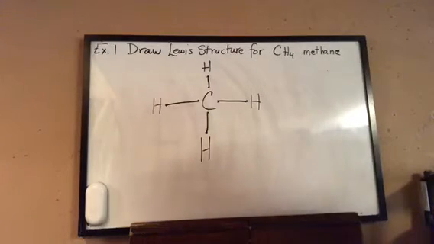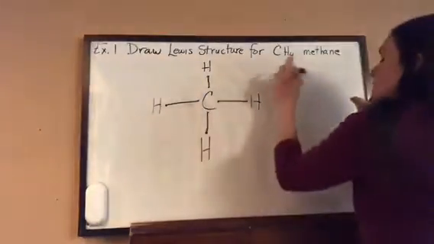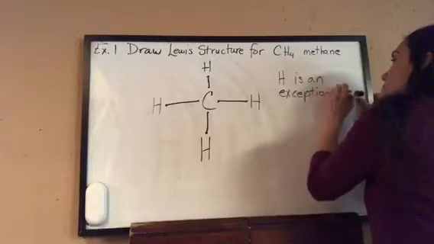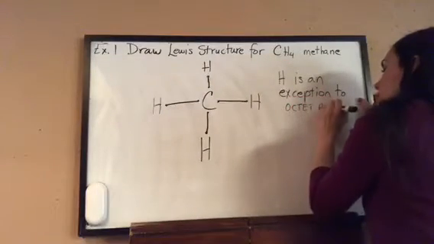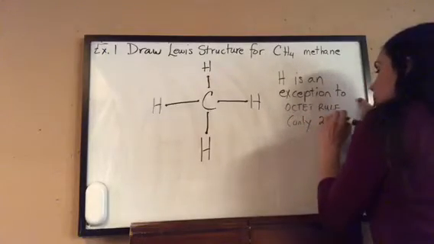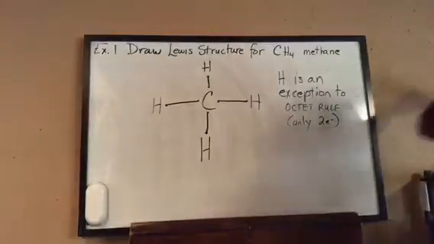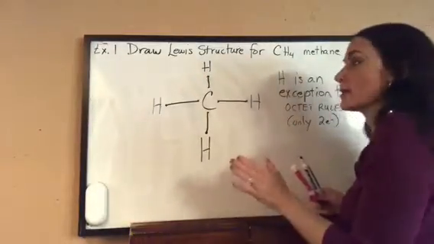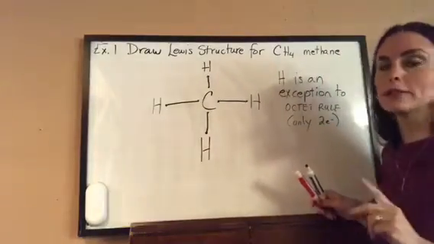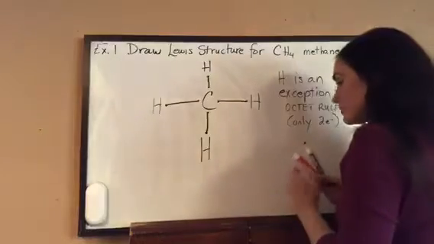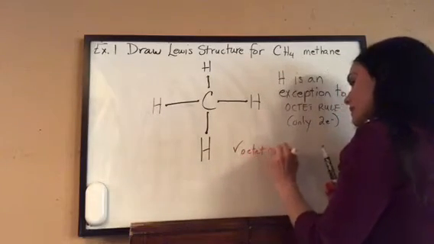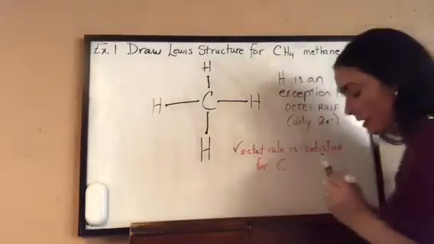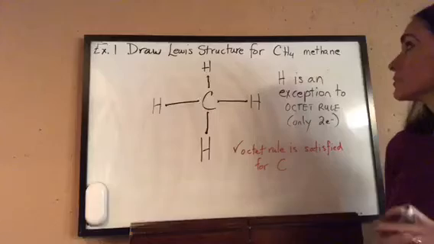Now we need to check that the octet rule is satisfied for those atoms that follow it. Hydrogen, like I said just a few moments ago, is an exception to the octet rule. Hydrogen will only have two electrons around itself because of the one valence electron it has to form one bond. So hydrogen is only going to have two electrons. That's an exception. Let's check carbon. Carbon should have eight electrons: 2, 4, 6, 8. Remember, one bond is equivalent to two electrons. So the octet rule is satisfied for carbon. And that is done. That is the Lewis structure for methane.